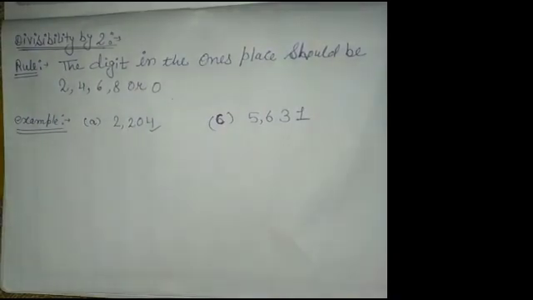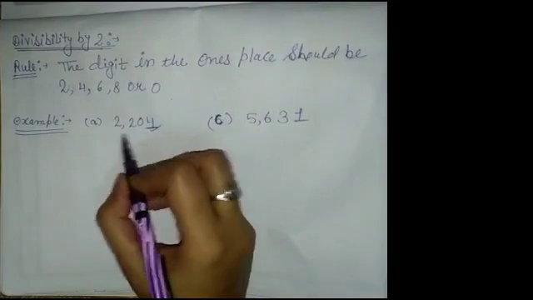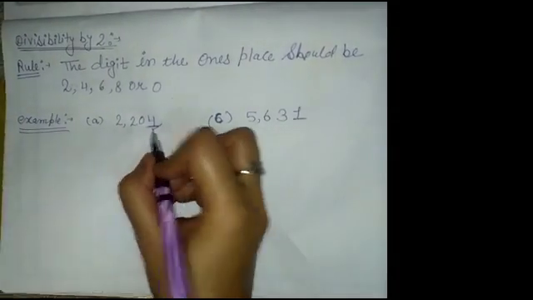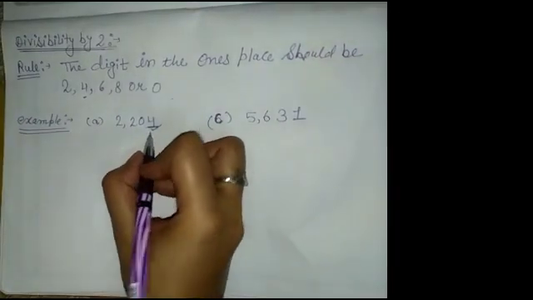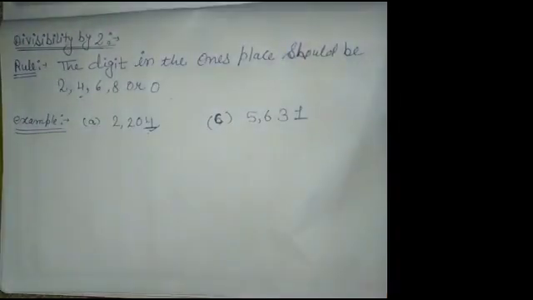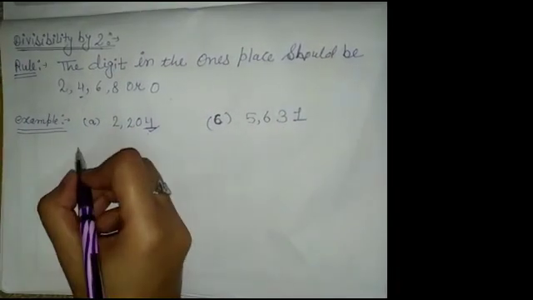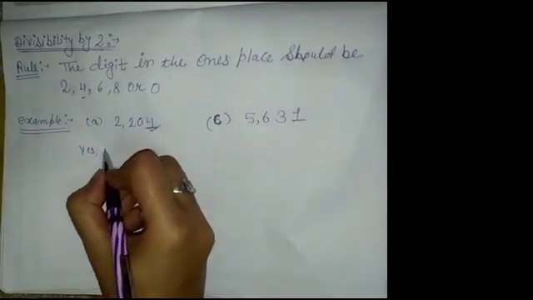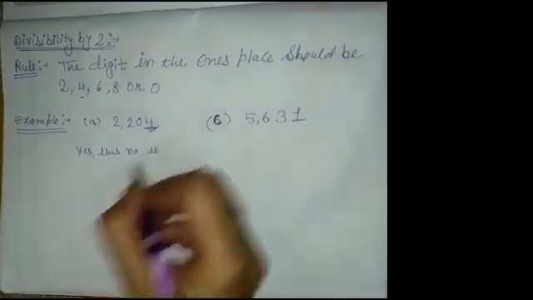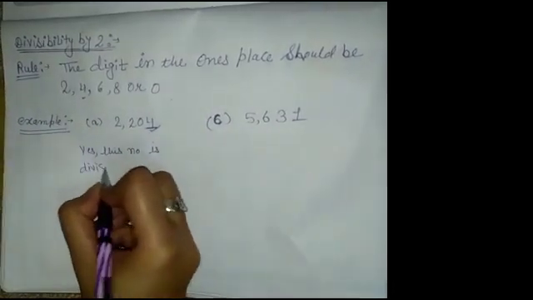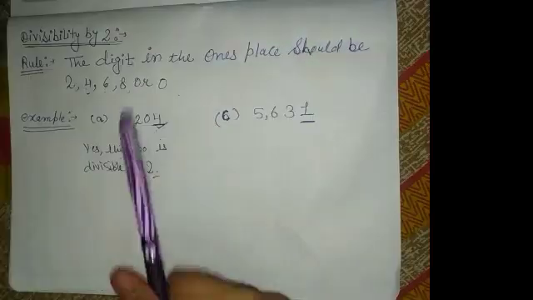2204. Let's check the last digit. Last digit is 4. That means this number ends in 4. Yes, so 4 is there, correct? So we can say without doing long division, directly, just by looking at it, we can say yes, this number is divisible by 2.